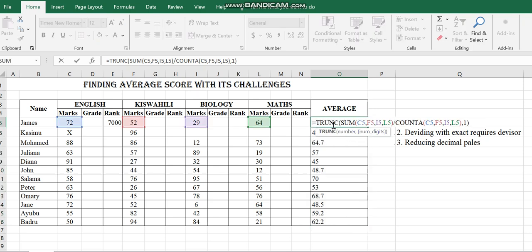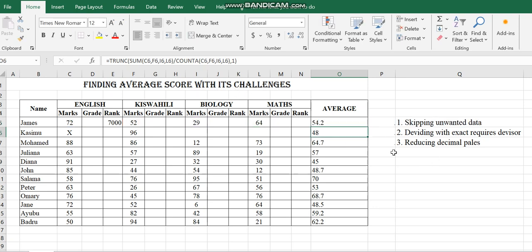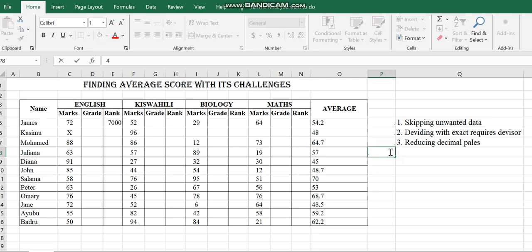You'll see the formula now has become a bit longer. Normally, it was simply average, you highlighted this one, but this one has become a bit longer because there are so many things that we have to overcome this challenge. Let's come to challenge number 4.